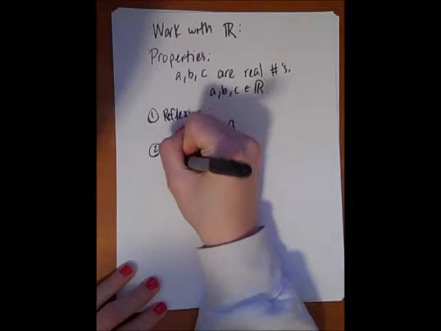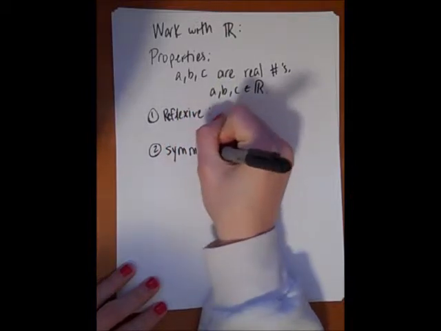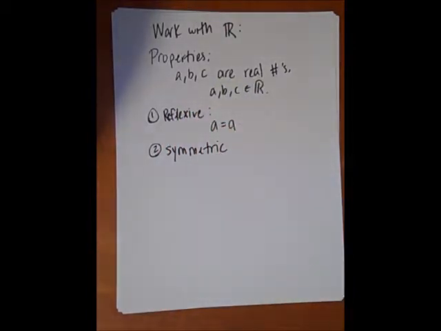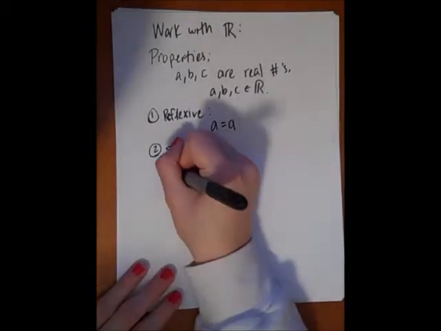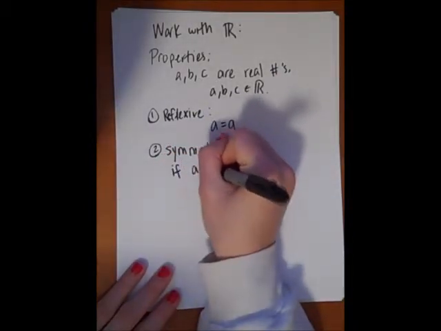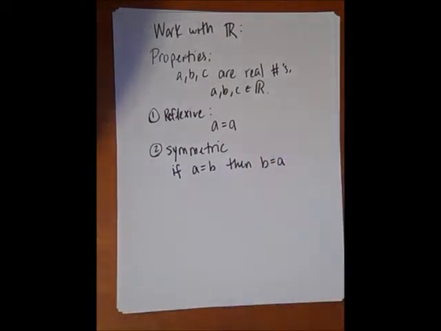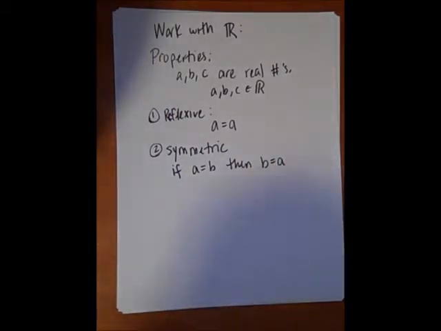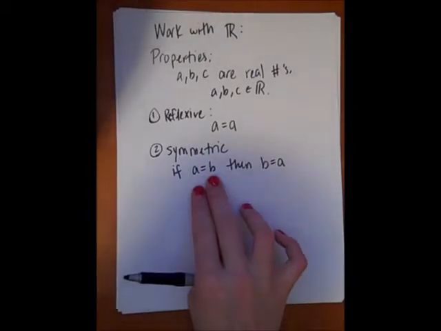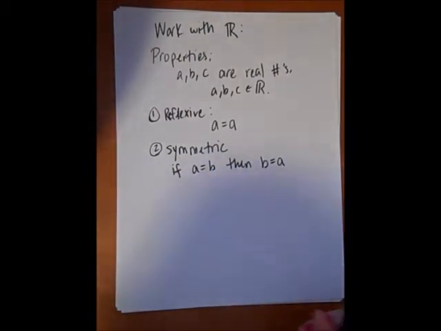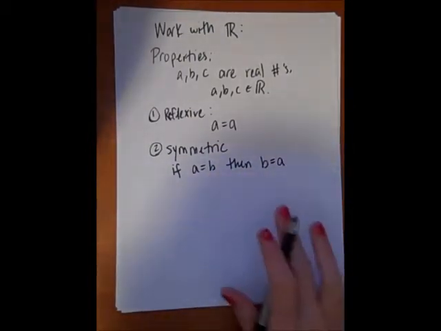The second one is the symmetric property. What the symmetric property says is that if A is equal to B, then B is equal to A. So if I have two numbers that are the same, then I can flip them across and say that B is equal to A.